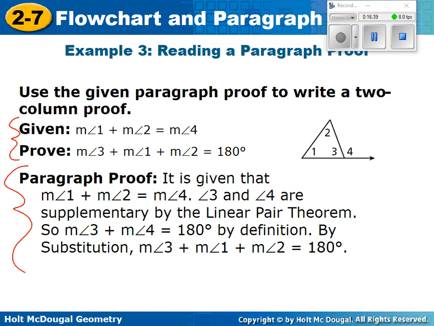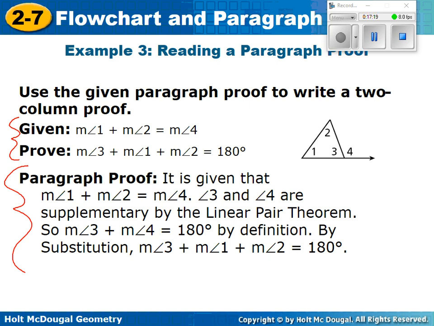So we're going to, I think I gave you a chart again. So you're going to read the very first sentence and pick out the statement and the reason. It is given that angle 1 plus angle 2 is equal to angle 4. So what is our first statement? Very good. So measure of angle 1 plus measure of angle 2 equals measure of angle 4. What's the reason given? So that's pretty easy, right? Keep going. Angle 3 and 4 are supplementary by the linear pair theorem.